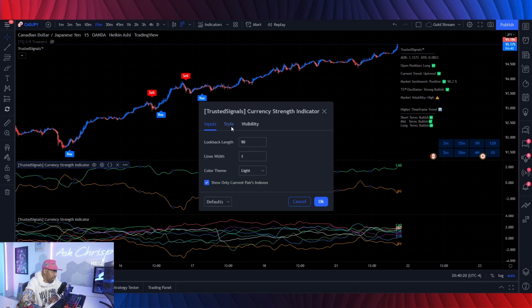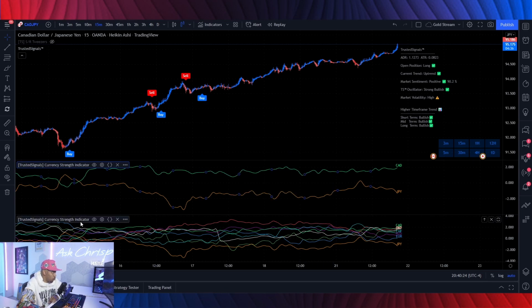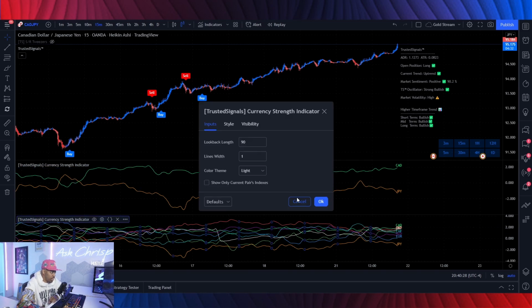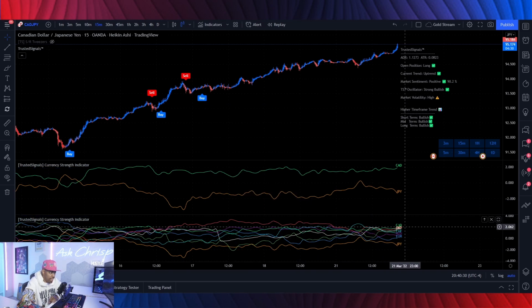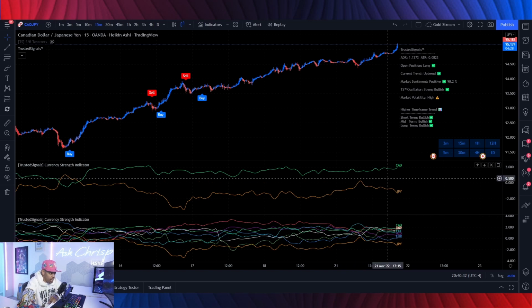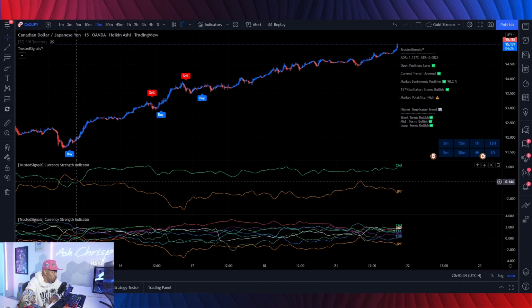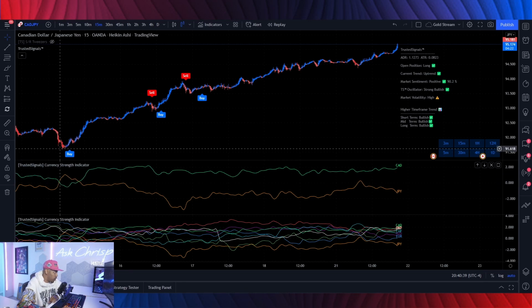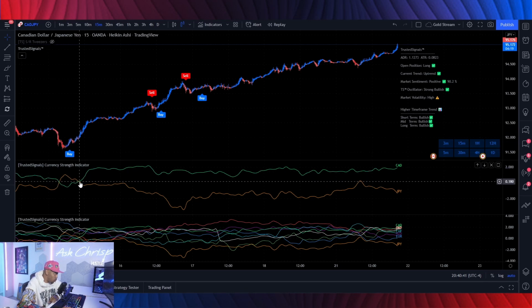So right here on this specific indicator, I have show only current pairs, right? The one that we were looking at previously doesn't have this one checked, so that was showing all of the pairs completely. This one is just showing these two. And as you can see here, green, okay, we had a crossover, okay, we had another crossover.